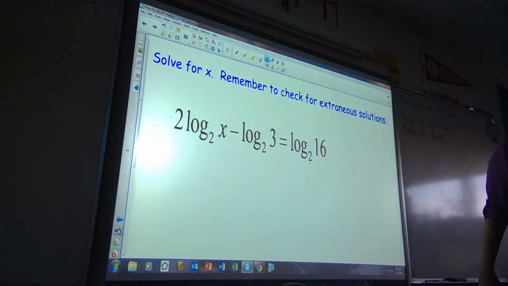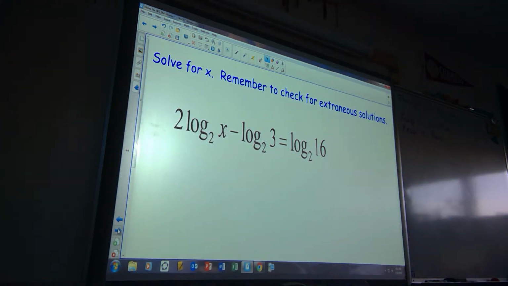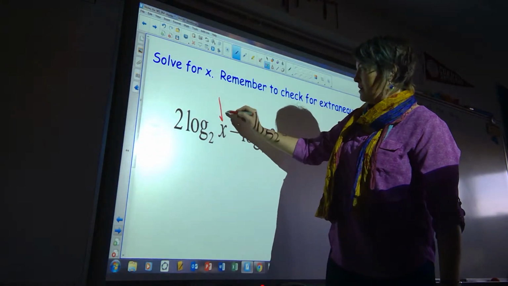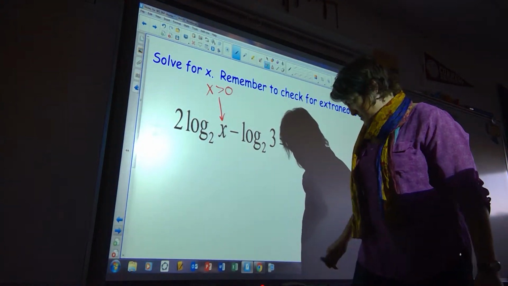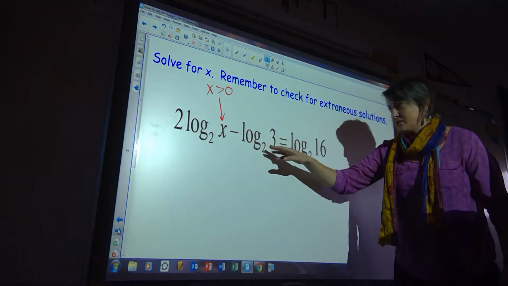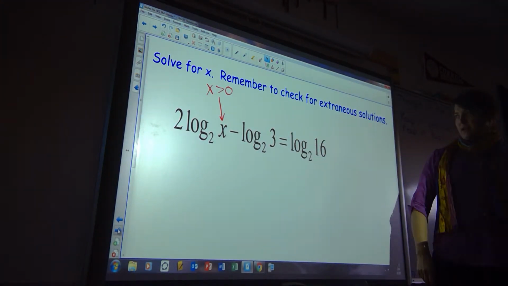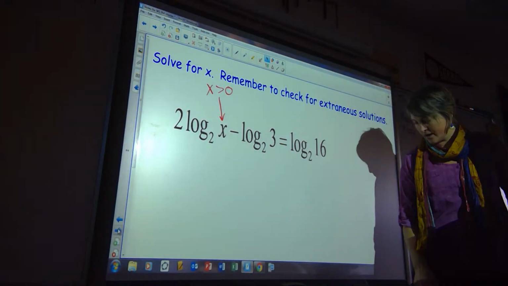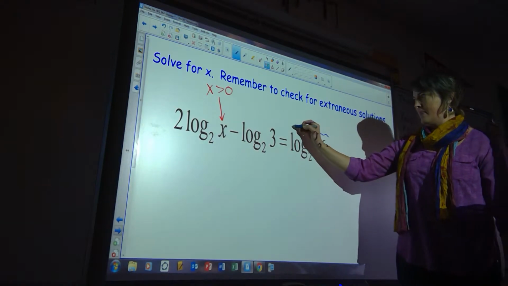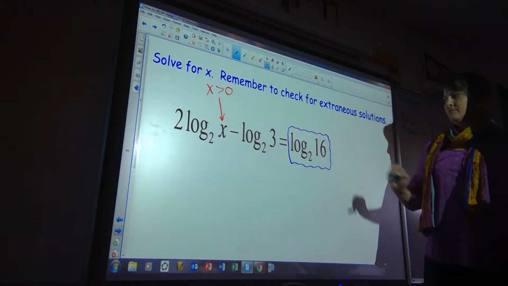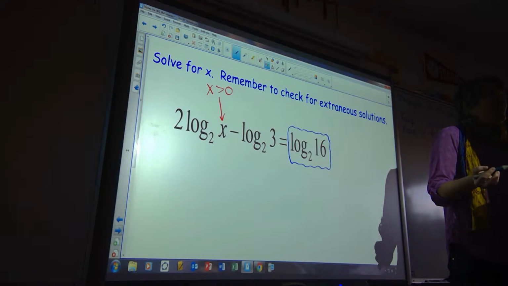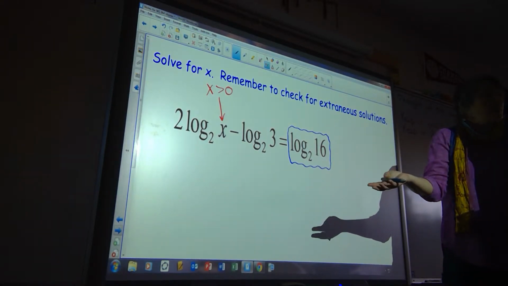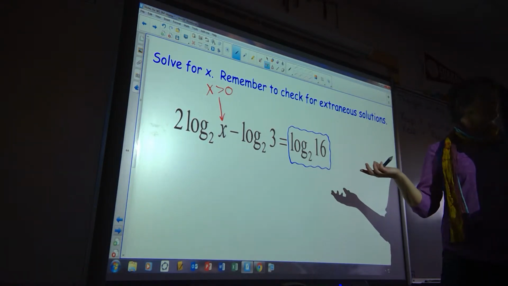All right, so let's try another one. This one has 3 logs in it. We've got a log x. So I'm looking at this and I'm going, okay, I better keep x positive. I've got a log base 2 of 3, and then I've got a log base 2 of 16. Now that's probably some messy decimal. I don't want to deal with that. But can I simplify that? Look for that, because it might be in the middle of a problem somewhere. Isn't that just a 4?